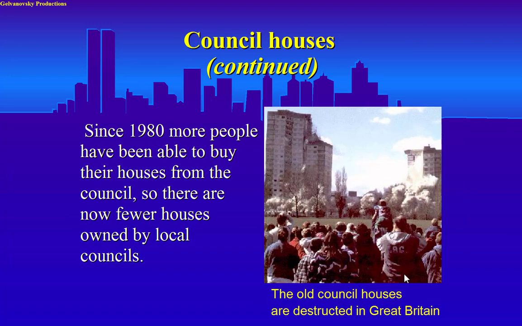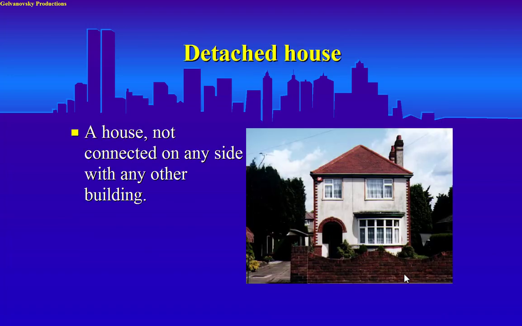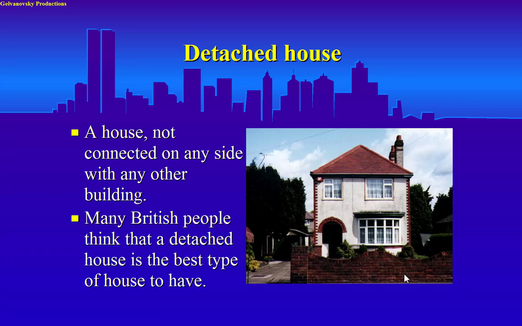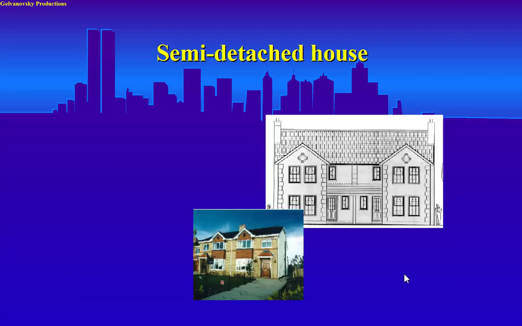Since 1980, more people have been able to buy their houses from the council, so there are now fewer houses owned by local councils. Detached house. A detached house is a house not connected in any way with any other building. Many British people think that a detached house is the best type of house to have.